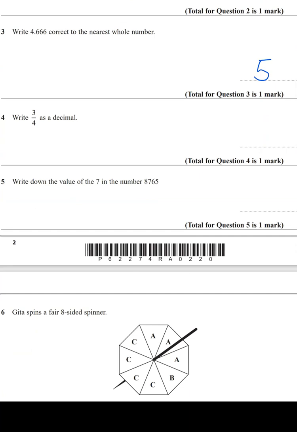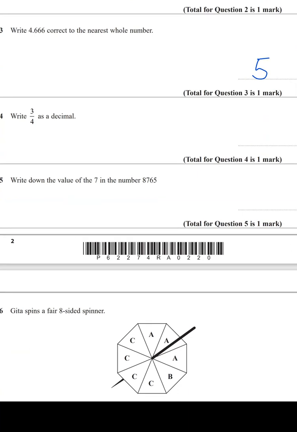Scroll down a bit. Right, 3/4 as a decimal. Well, hopefully that's one you know. If not, hopefully you know that a half is 0.5 and a quarter is 0.25. So add them together, 0.75. Okay, write down the value of the 7 in the number. Well, it's in the hundreds. So just write 100. Or you could write 700. Or, yeah, probably just hundreds would be absolutely fine there.